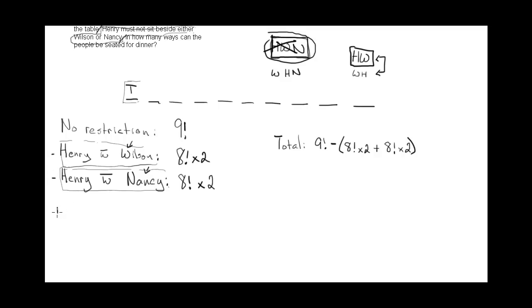So we need to add these back in. We subtracted these two, but then we need to add back in Henry between both, or beside both. If we want to figure out how many ways he's beside both of them, now we're going to group the 3 of them together. So instead of having 9 objects, we're going to group 3 as 1, so we're down to 7 objects. And then we still have to do 2 factorial because it could be Wilson, Henry, Nancy, or Nancy, Henry, Wilson. So they could just flip. So we need to add back in 7 factorial times 2. Whatever number that gives you, that's the correct answer to this question.